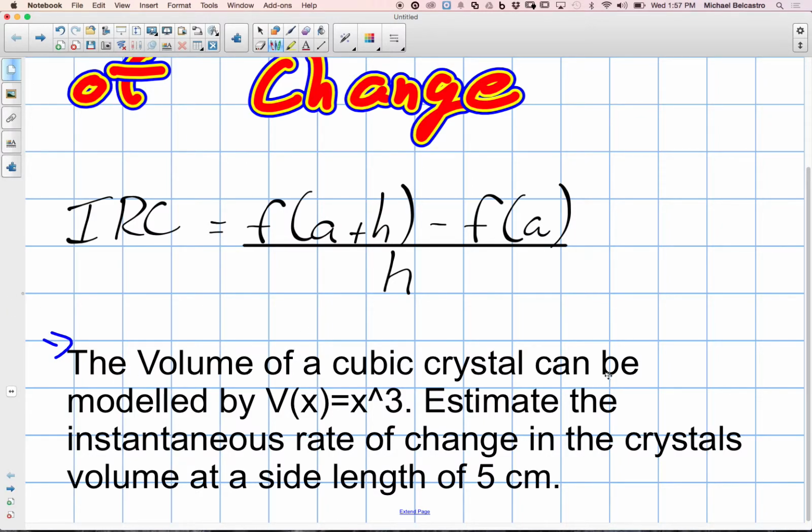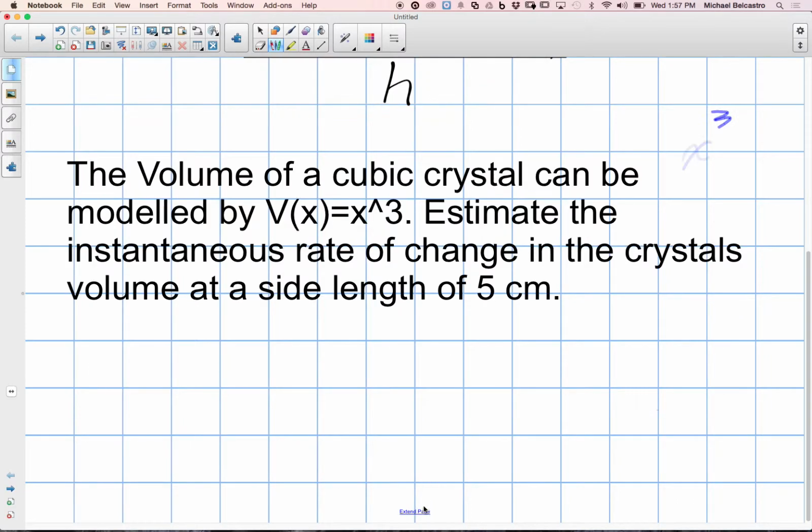So it says the volume of a cubic crystal can be modeled by the volume being a variable of x. X is going to be one of the side lengths. I just didn't write it into the question. And this is essentially x to the power of 3, so it's a cubic function. We're going to estimate the instantaneous rate of change in the crystal's volume at a side length of 5 centimeters.